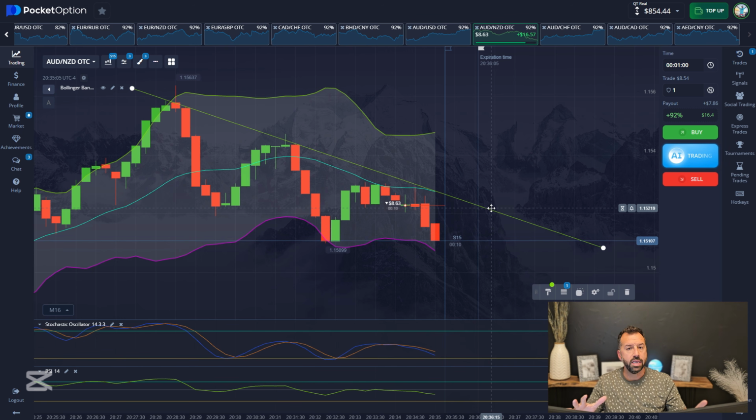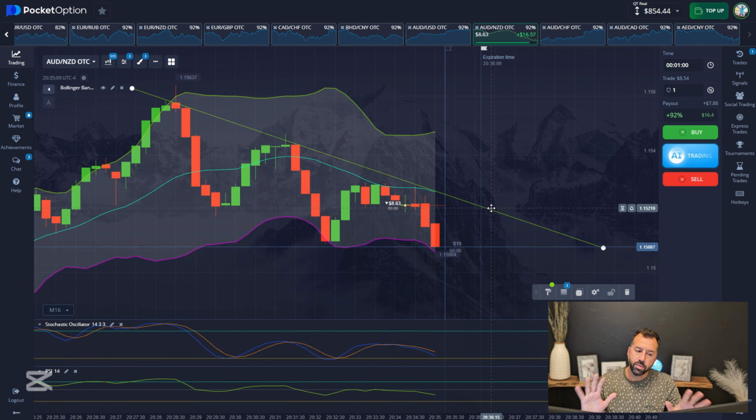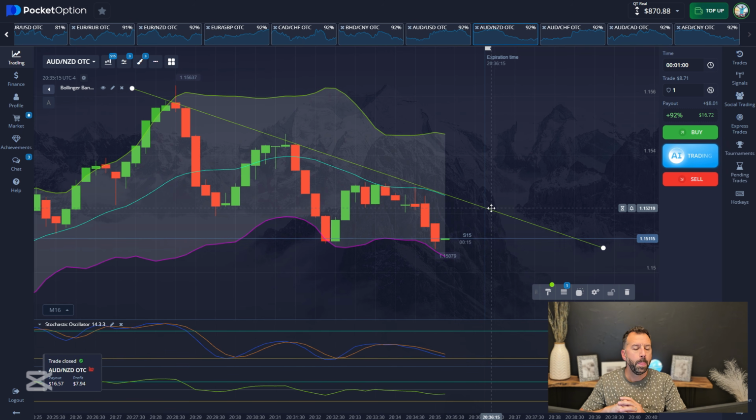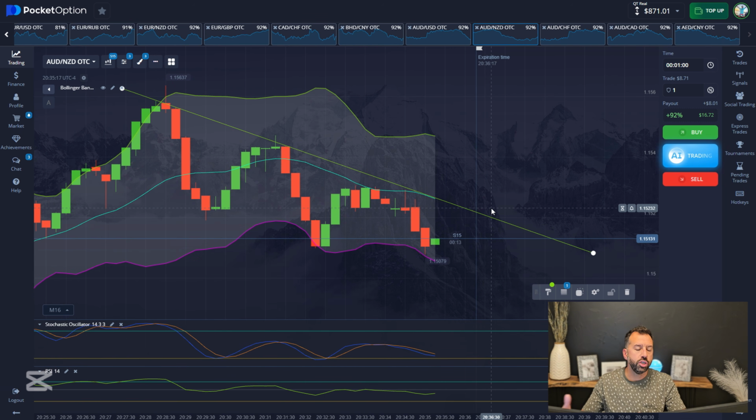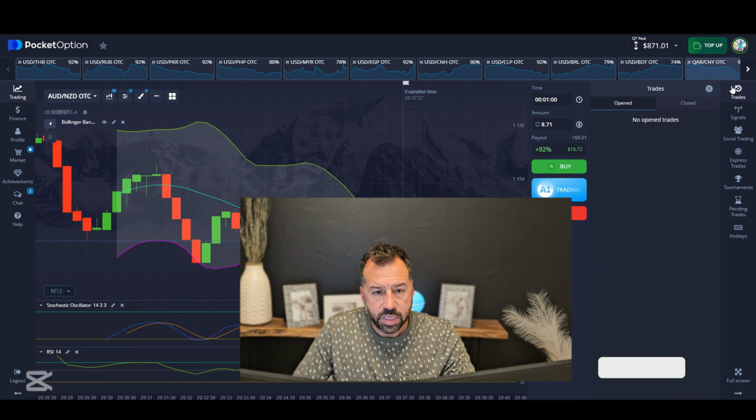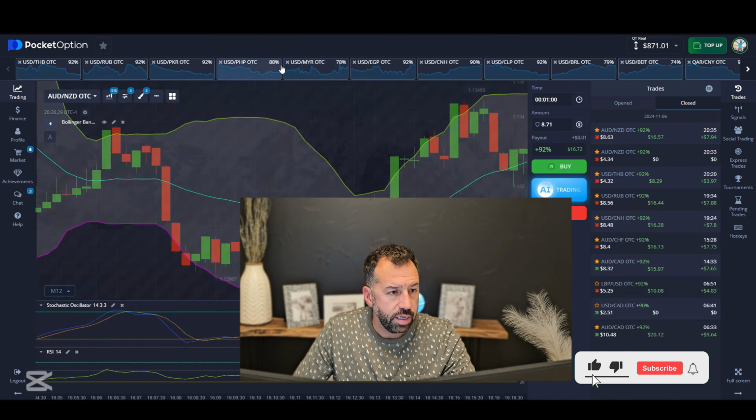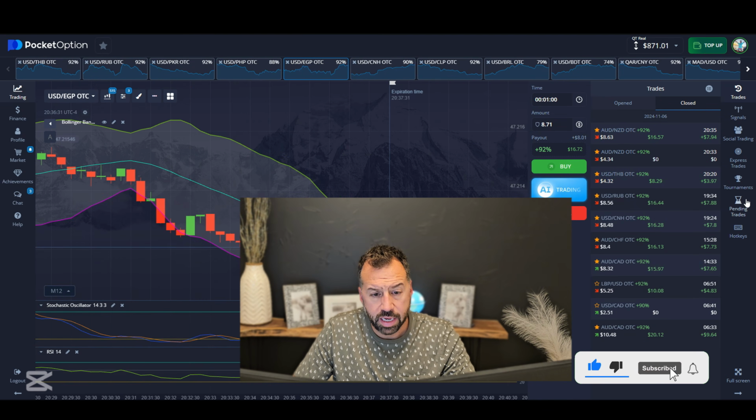I'm glad that this actually played out this way so that you can see that even though everything looks good, that doesn't necessarily mean that it's going to be a winning trade. But what are you going to do should you have a losing trade? And this is what we did. Let's go back to here and look at the closed trades. Anyways, here are my closed trades for the day.